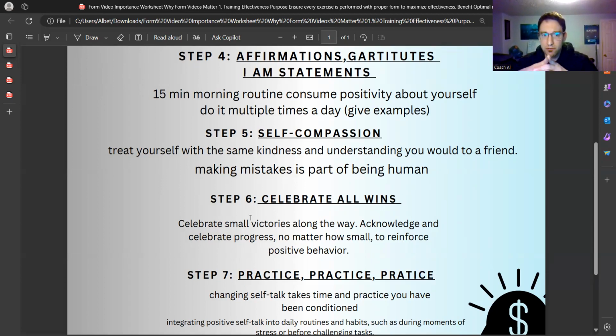You need to treat yourself with the same self-compassion. I skipped the step. It's self-compassion. A lot of us are so hard on ourselves. You need to treat yourself with the same kindness and understanding you would to a friend. Making mistakes is part of being human, guys.